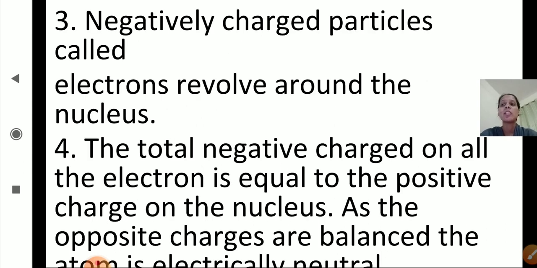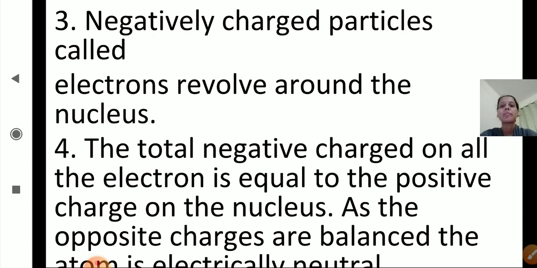Negatively charged particles called electrons revolve around the nucleus. The total negative charge on all the electrons is equal to the positive charge on the nucleus. Why is the atom electrically neutral? Because the opposite charges are balanced, the atom is electrically neutral.